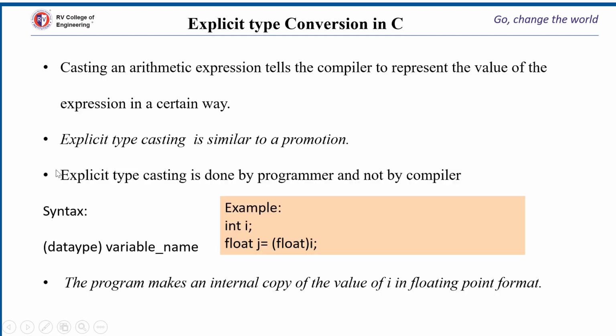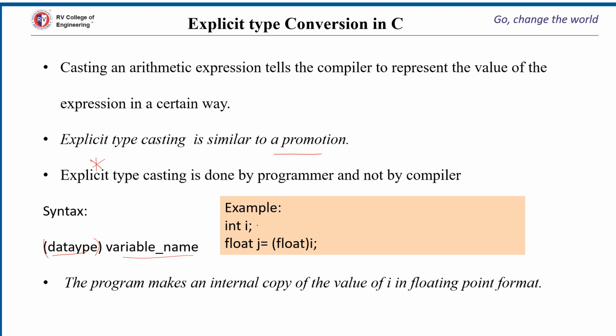Now apart from this, a programmer also has a facility to explicitly provide the type conversion. This is called explicit type conversion. We do this explicit type conversion to forcefully have a promotion. One thing to remember, explicit type conversion is done by the programmer and not by the compiler. The syntax is the data type provided in parentheses followed by a variable name.